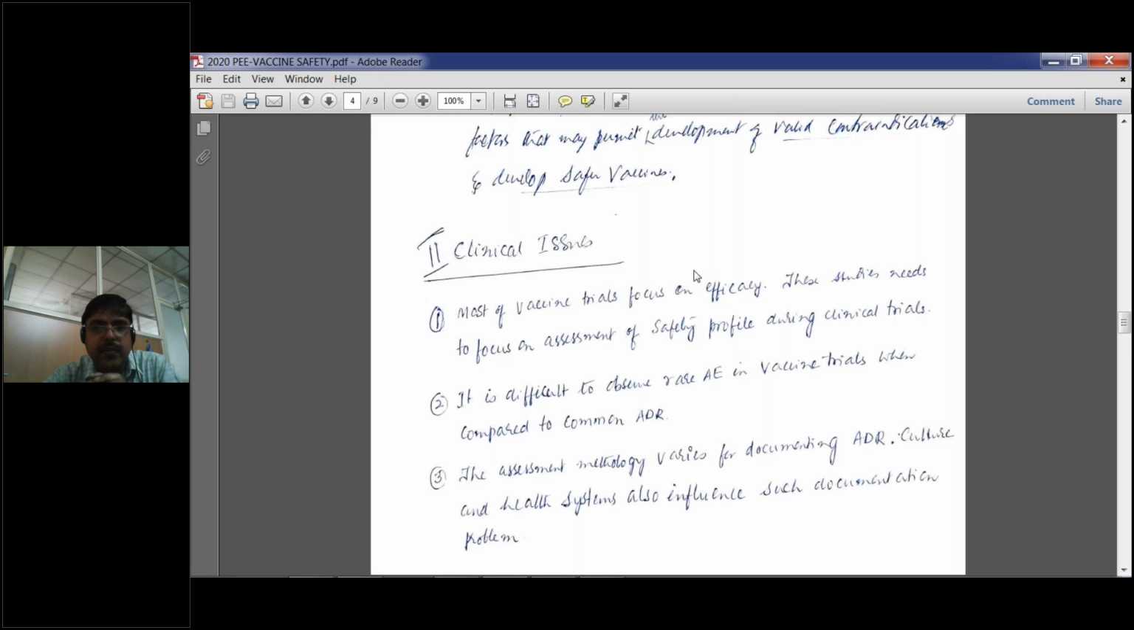So we tried understanding the policy issues that were surrounding the vaccine safety yesterday. Today we are going to understand about the clinical issues surrounding the vaccine safety. If you see the vaccine clinical trials, most of the vaccine clinical trials focus on their efficacy. What is the difference between efficacy and effect? Let us understand. This is very important.